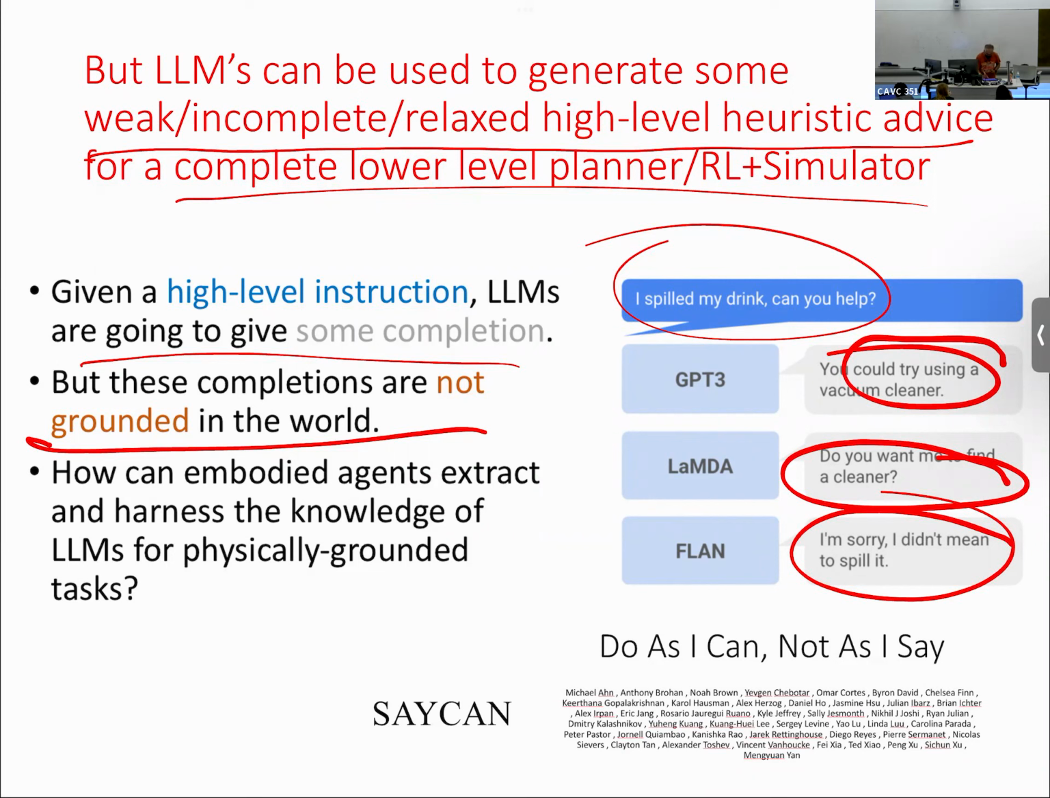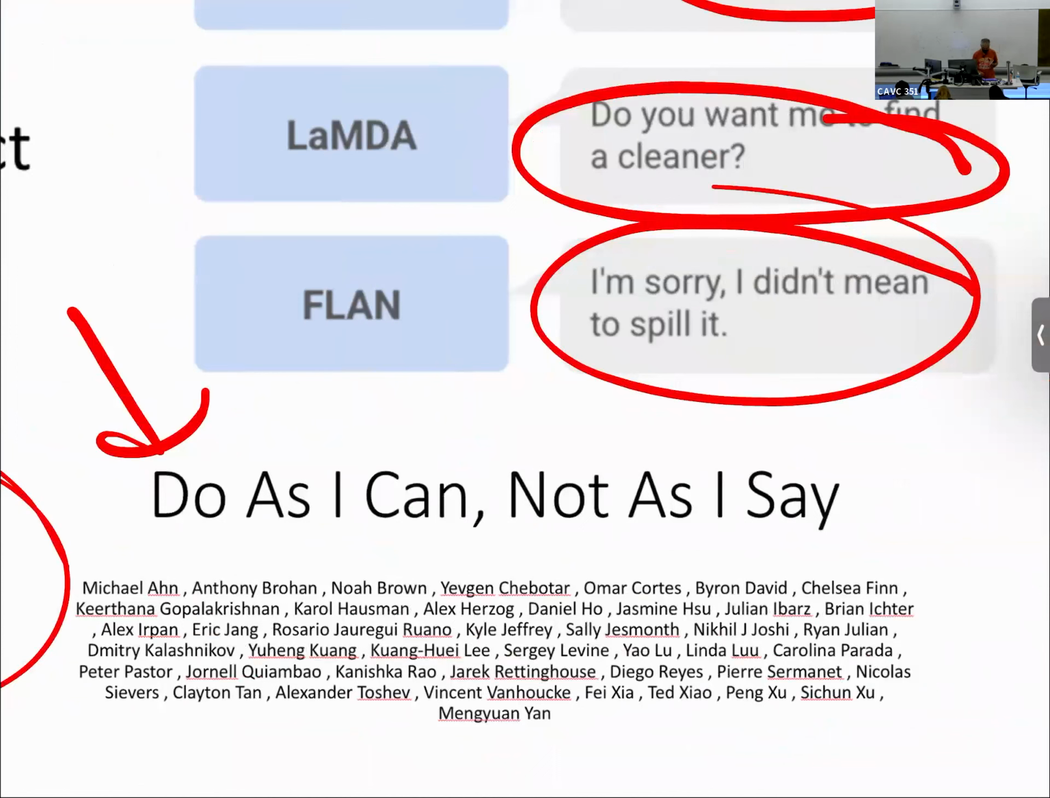But this idea that I'm talking about, which is to use LLMs to generate advice, which is then filtered by a complete planner or an RL system, was used recently by a system called SayCan from Google. It has a humongous number of authors.